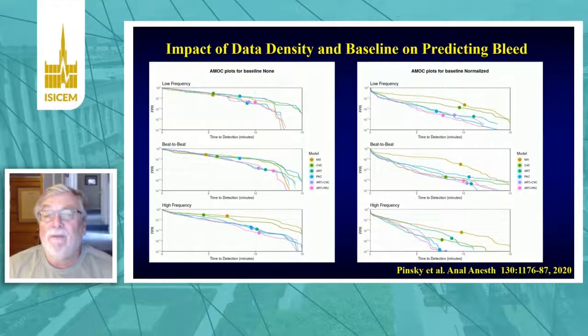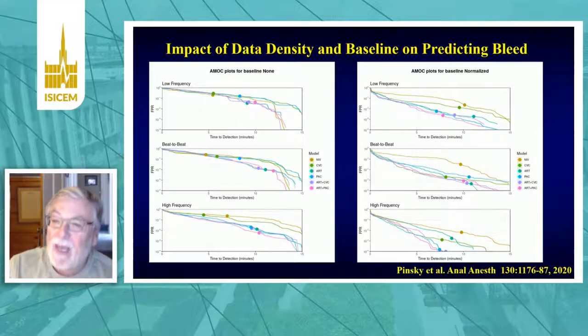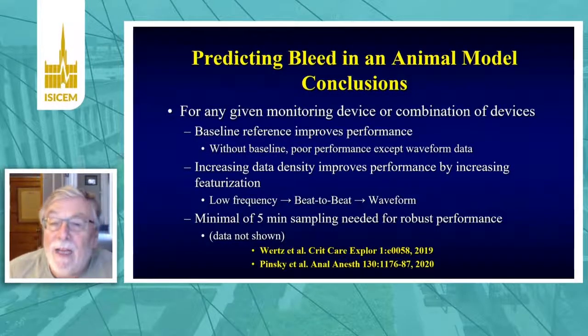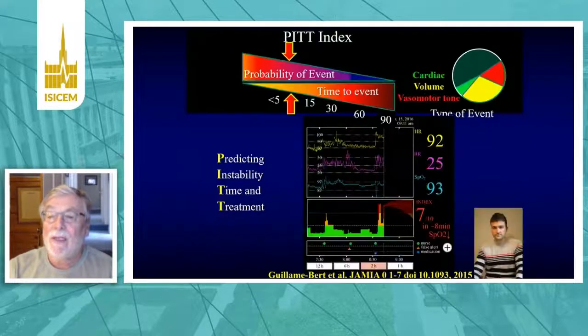The bottom line is that if you don't have a baseline to assess the patient, you're looking at them now, you need to have high frequency data to analyze it. If you have a baseline, which would be commonly seen in patients who are admitted for surgery because prior to induction of surgery is your baseline, then you can get away probably with beat to beat data and still get good prediction. For any given monitoring device or combination of devices, baseline reference improves performance. Increasing data density improves performance by increasing featurization, and you need about 5 minutes of sampling to get robust performance, though I didn't show you that data.